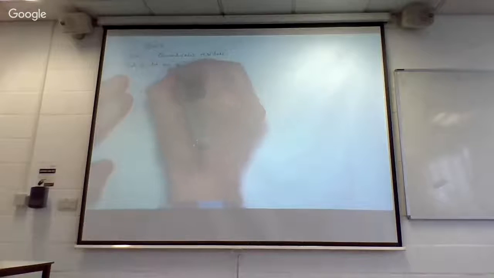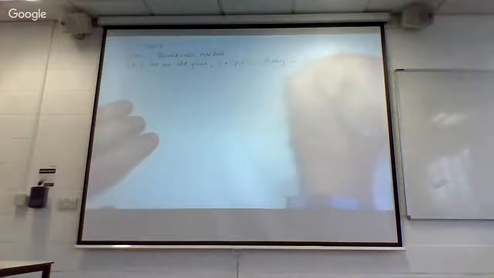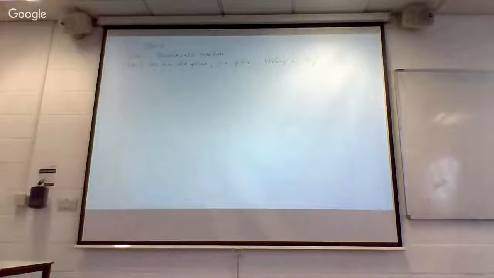So in these setups, we always have P being an odd prime, i.e. it's a prime strictly greater than 2, so it's not the prime 2. And the setting is we're working in ZP, the multiplicative group of congruent classes modulo P.